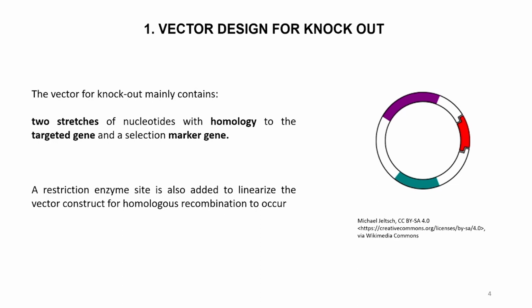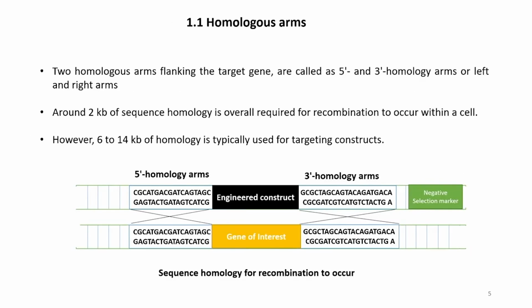So let us discuss a little bit about the design of the vector that is used for creating knockouts. In general, a knockout vector contains the following. It will have two stretches of nucleotides with homology to the targeted gene and a selection marker. The selection marker would help us in selecting a successful knockout. Then there is a restriction site which is used to linearize the vector construct for homologous recombination to occur, because the target organism will have DNA in a linearized form.